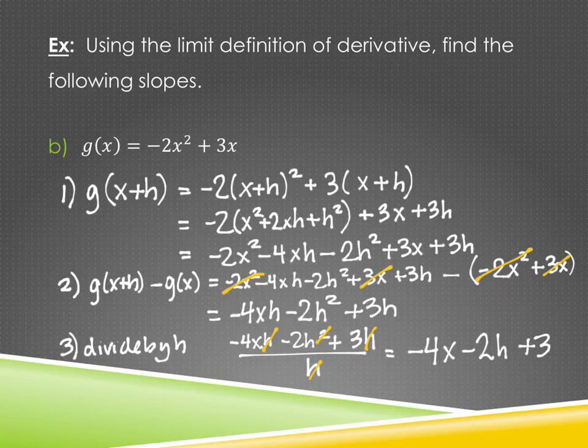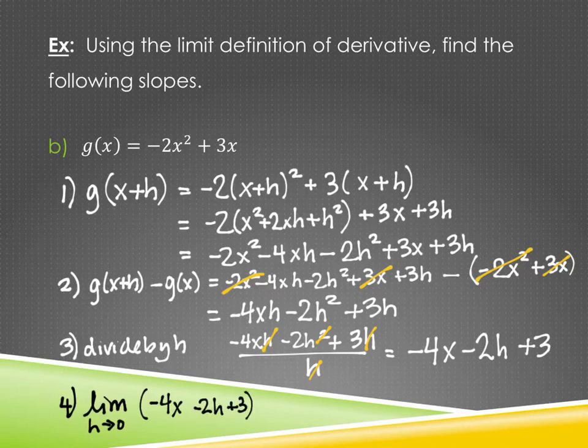All right, the caveat to step number 4 is that you do need to show the limit notation. You're going to write down limit as h goes to 0, and you're going to take what you had from step 3 and put it down there. So that was negative 4x minus 2h plus 3.